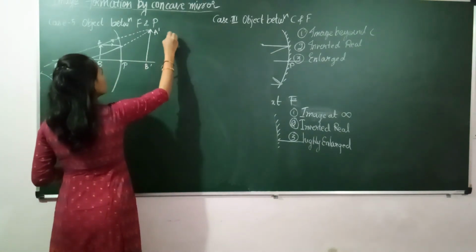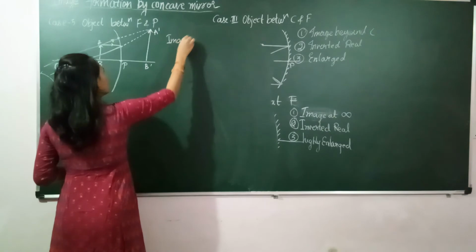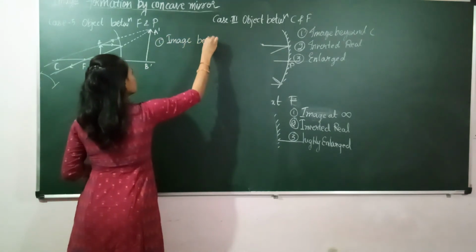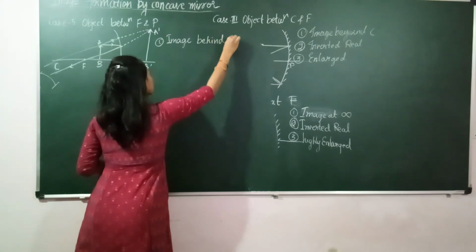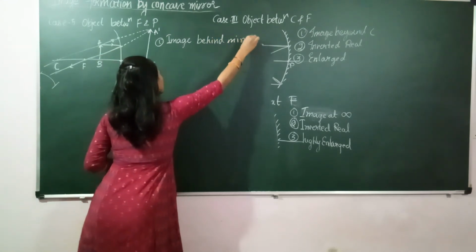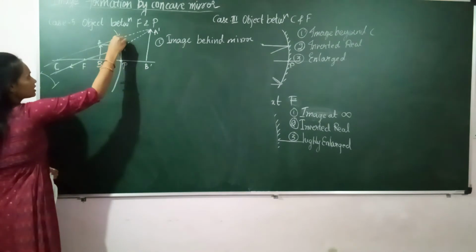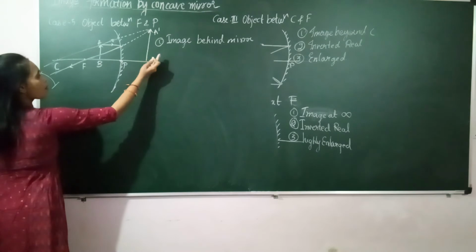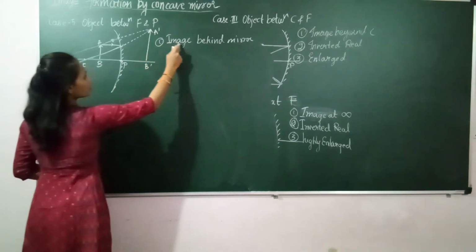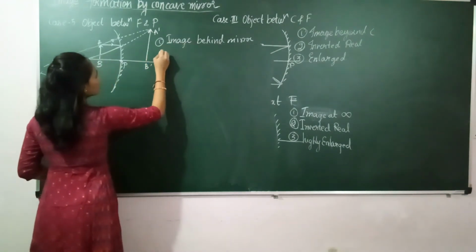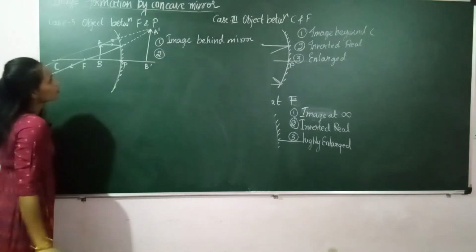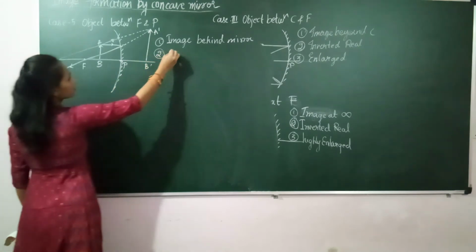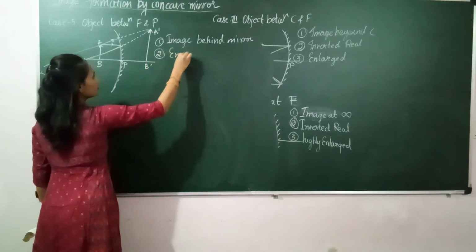Image behind the mirror. If this is our mirror, the image is formed behind the mirror. So here we write image behind the mirror. Second, whether the image is erect or inverted. The image is erect, so we will write it as erect.